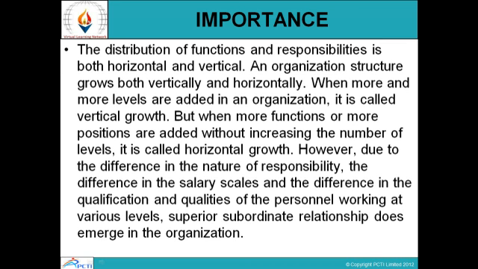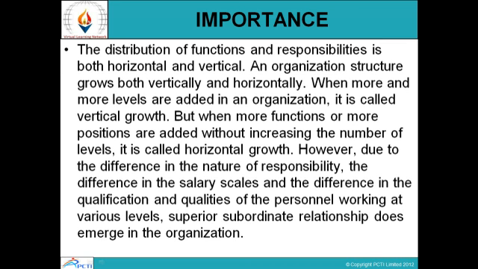So it is systematic. In that case, the structure has a vertical and horizontal path. And an organization structure is going vertically and horizontally when more and more levels are added in the organization. As an organization grows day by day, it leads to more activities and more work to be performed. This will lead to proper working in the organization. If we add more work, that is vertical growth. But if we add more functions, more positions, it is increasing the horizontal growth.